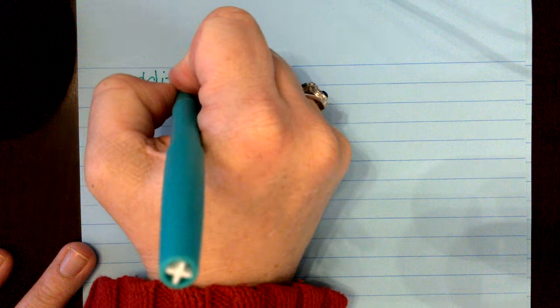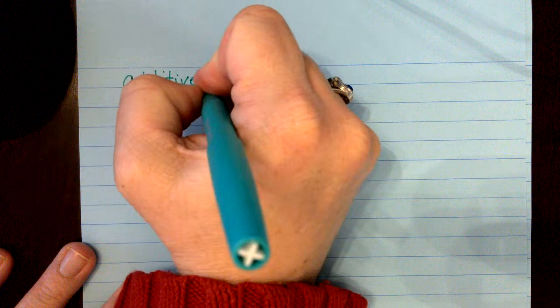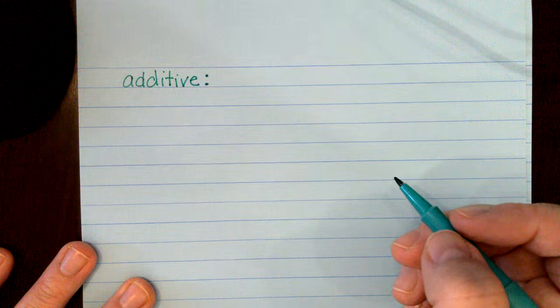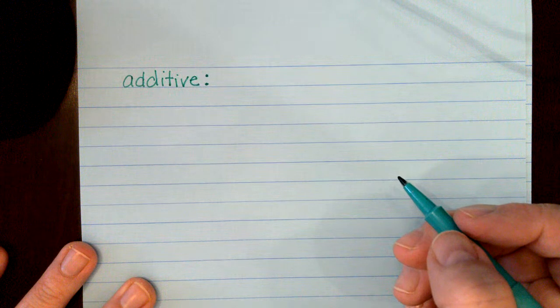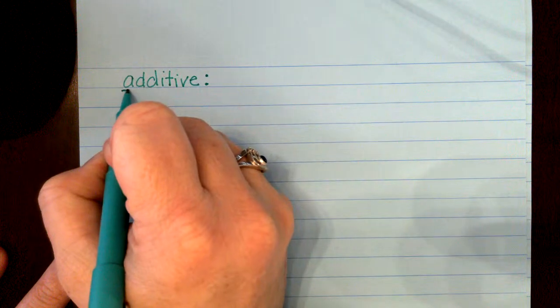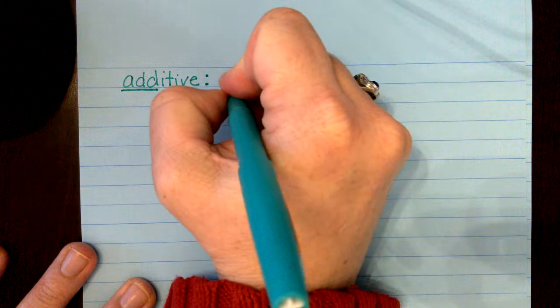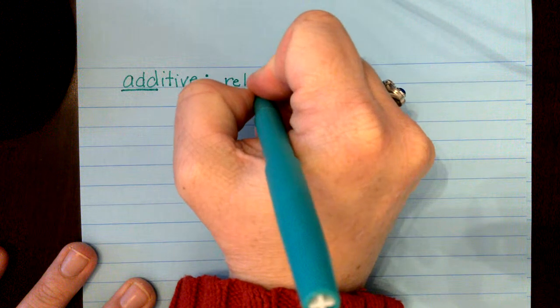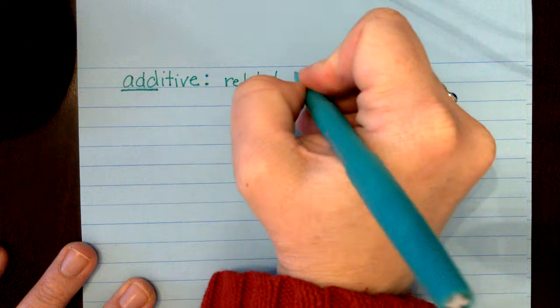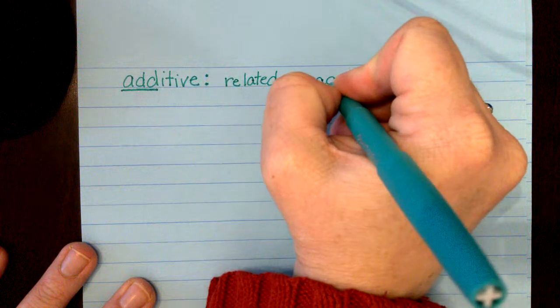Let me give you your first vocabulary word. Your first vocabulary word is additive. If you had to guess what that word had to do with, hopefully you would have seen that it has add in it, and you would have known that it is related to addition.